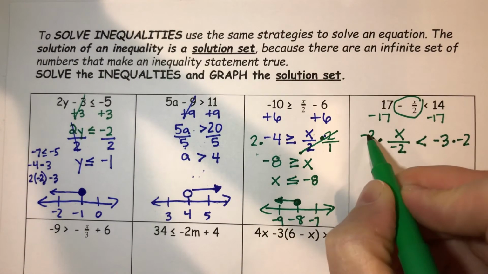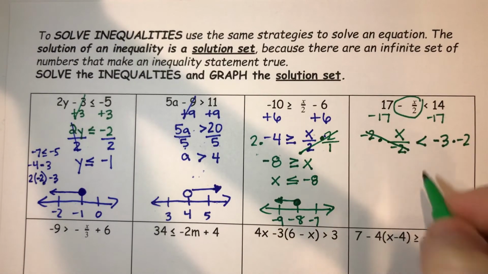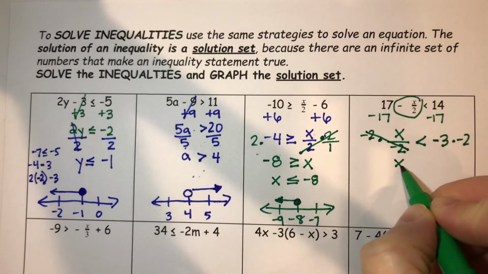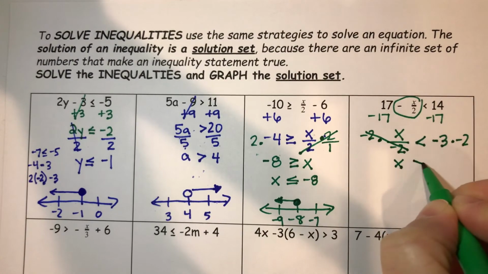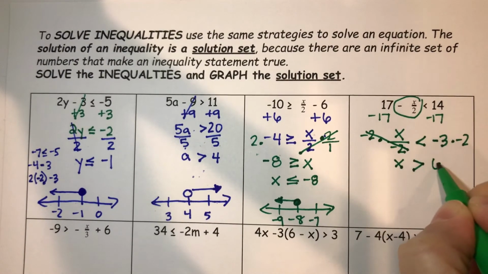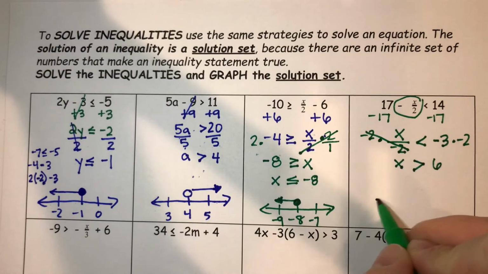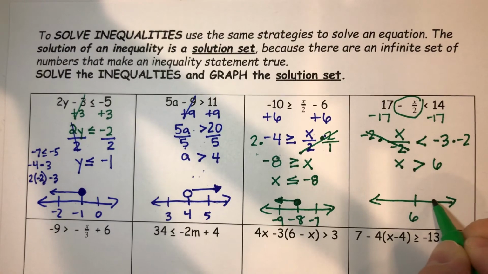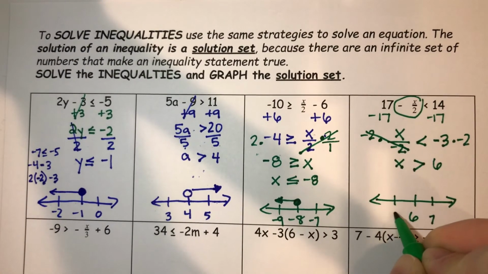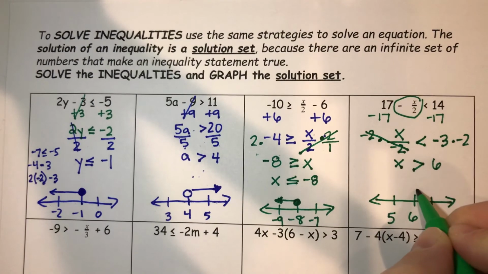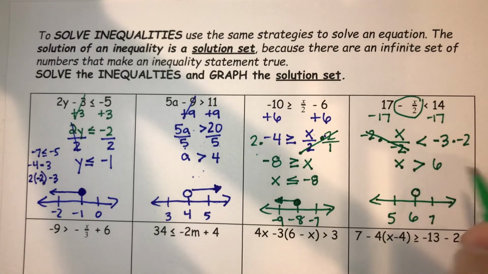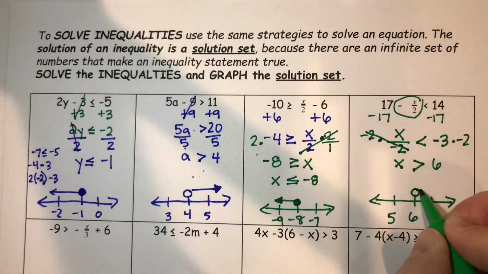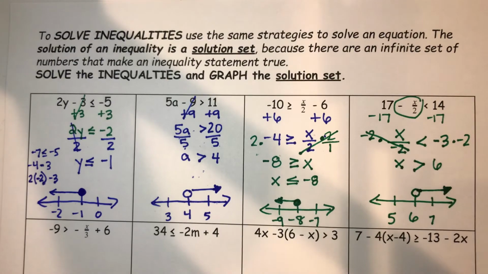To cancel out divide by negative 2, I'm going to multiply by negative 2. This time I am multiplying by a negative number. Remember, if you multiply or divide by a negative, you have to flip the sign around. So x is not less than anymore. It's greater than positive 6. So then I'm going to graph this. This is an open circle, so it's not equal to, and x is greater than 6, so it's going to the right.